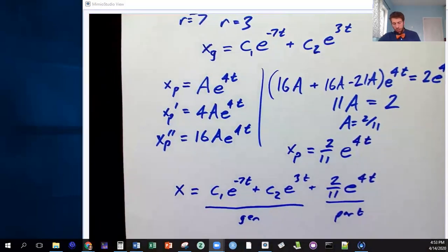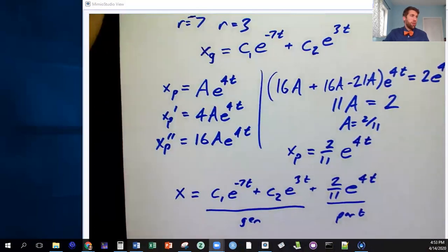Now, we're not given initial conditions here, but if we were, we would solve for c1 and c2 to find out exactly what function we're dealing with here. Okay, so that solves part A.